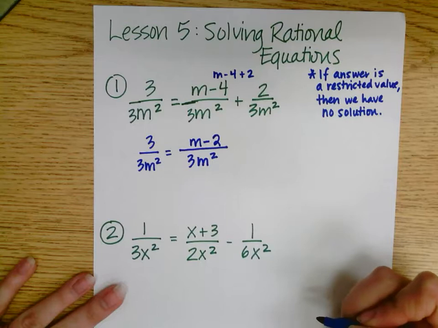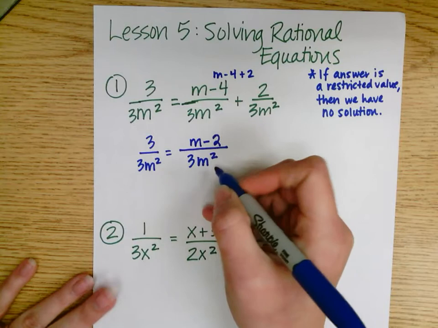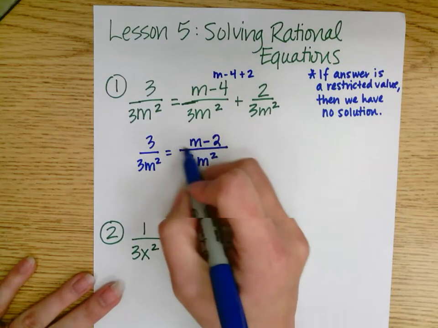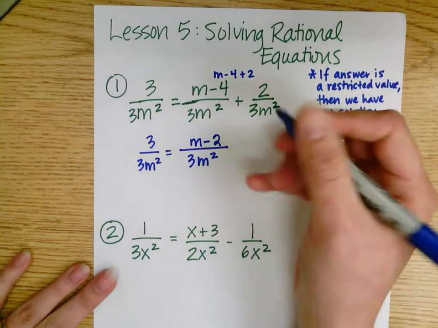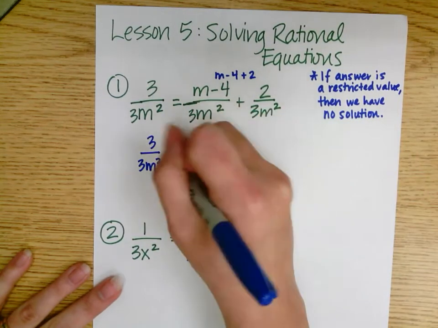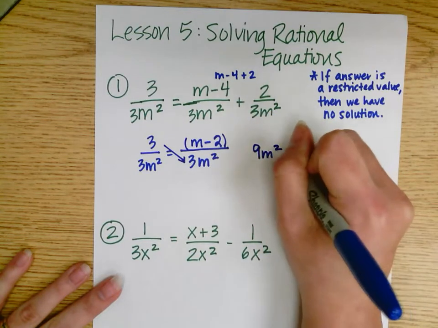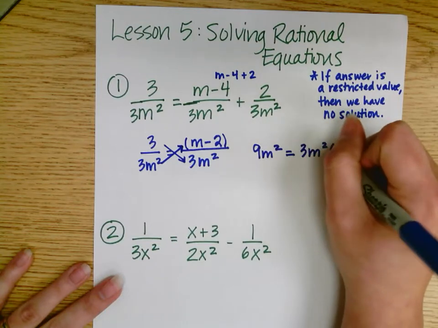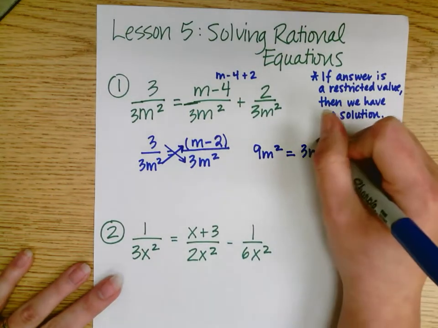Alright, now what I'm going to do is multiply both sides by 3m squared. You could also use the technique that we did at the very beginning of our class and wrap this in parentheses and cross multiply. You could do that as well. But what we're going to do, actually, no, let's do that. So we're going to multiply this way, and we're going to get 9m squared. And we're going to multiply this way, and we're going to get 3m squared times m minus 2. And then I'm going to need to distribute that.